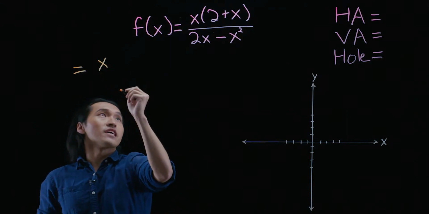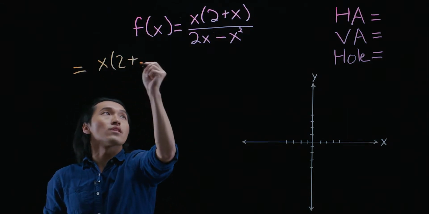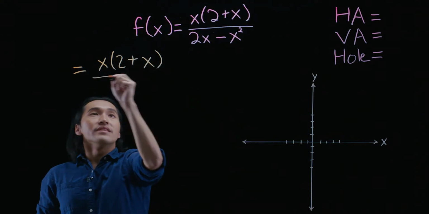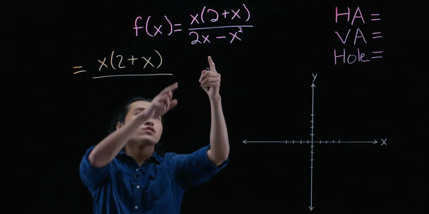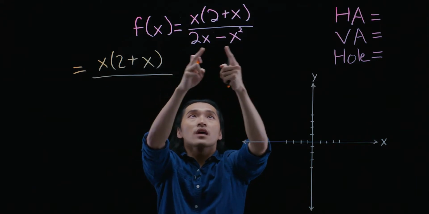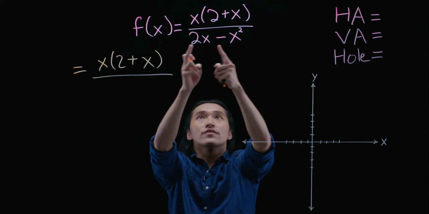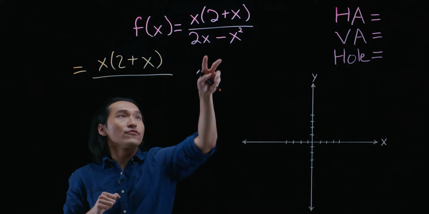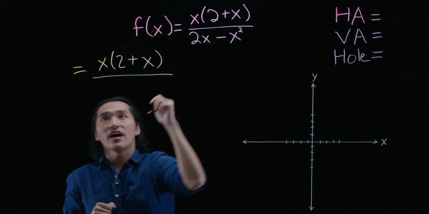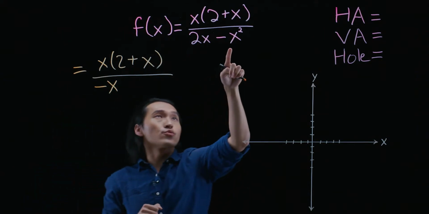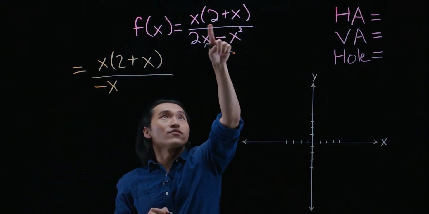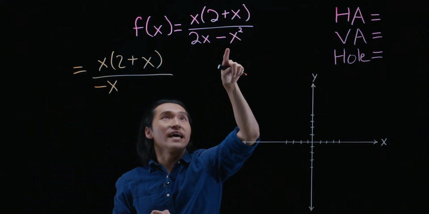So the top stays the same. It's still x times 2 plus x. But now the bottom of the fraction, we can factor out an x because we have two terms here. We have 2x and we have negative x squared. So we want to factor out actually a negative x. The reason is that we don't want the factor inside the parentheses to end up being negative, right?